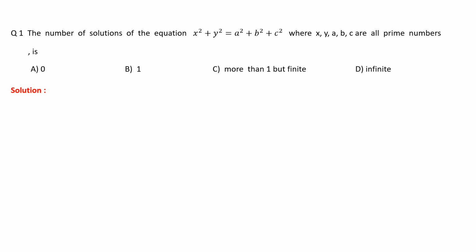So here is the first question. The question says: the number of solutions of the equation x square plus y square equal to a square plus b square plus c square, where x, y, a, b, c are all prime numbers. That means we have to find the total number of solutions of this equation where all of these numbers are prime. Now this question is based on the concepts of number theory, and it's a quite logical and conceptual kind of question.